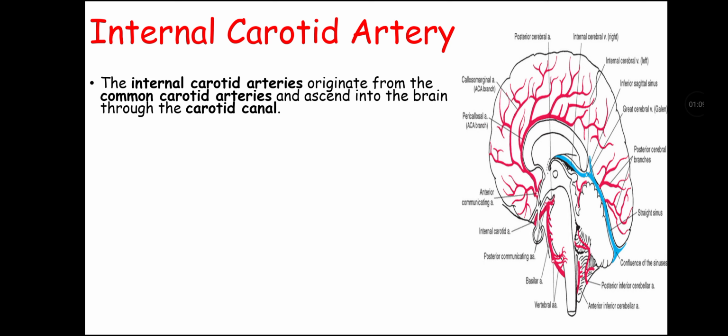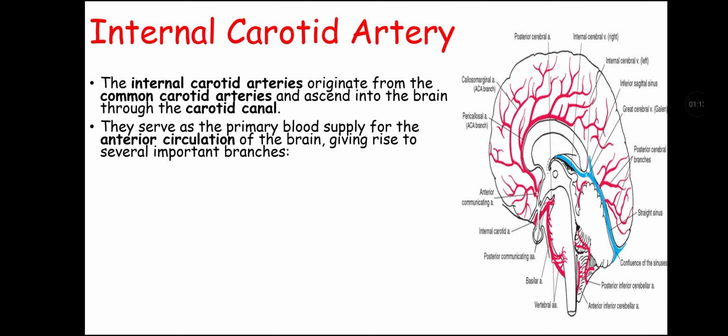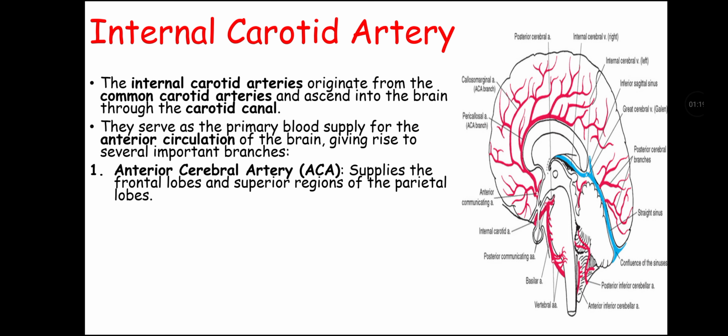Internal carotid artery originates from the common carotid artery and ascends into the brain through the carotid canal. They serve as a primary blood supply for the anterior circulation of blood, giving rise to several important branches. And these branches are anterior cerebral artery that supply the frontal lobe and superior region of parietal lobe.